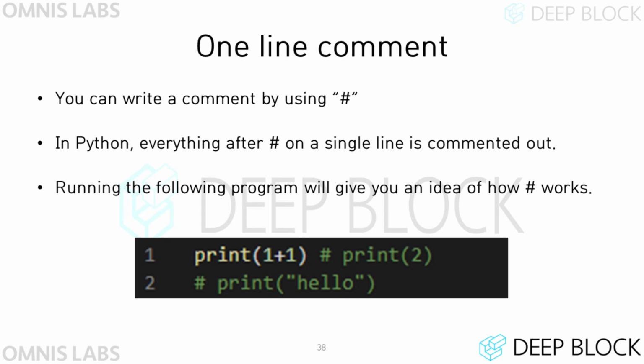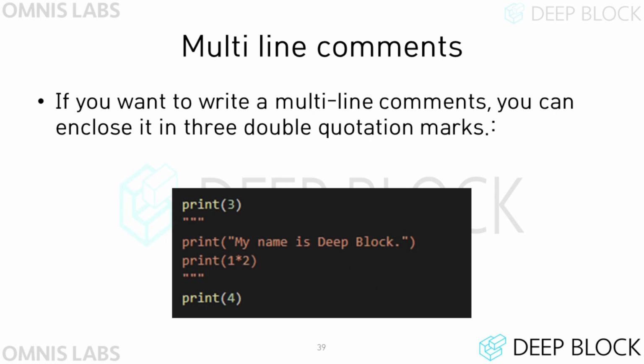When writing a multi-line comment, you can enclose the comment in triple-double quotation marks. In this case, you can comment out multiple lines of text. For example, if you run the program shown in the slide, only 3 and 4 are printed. This is because the middle 2 lines of the code are commented out.